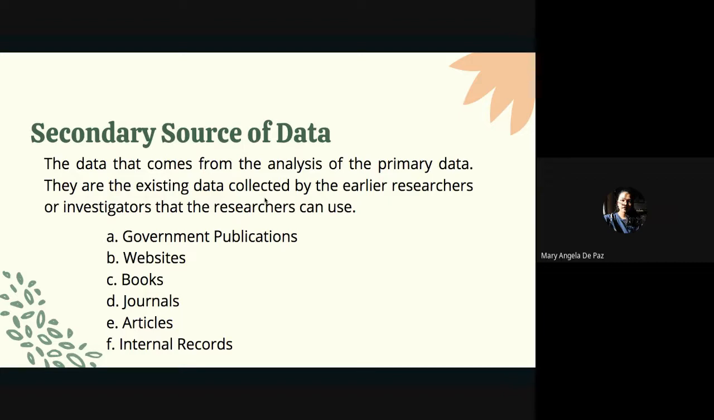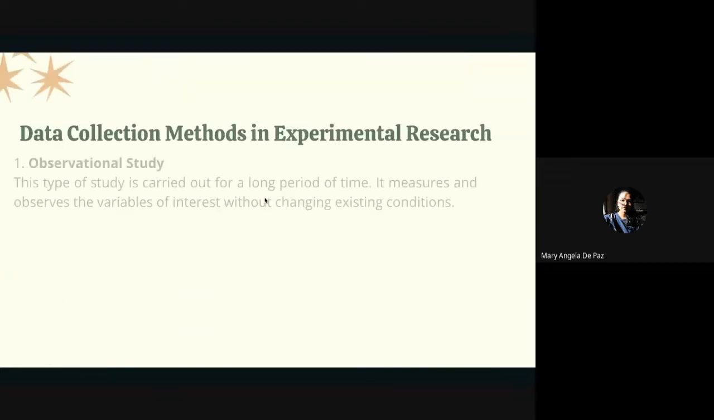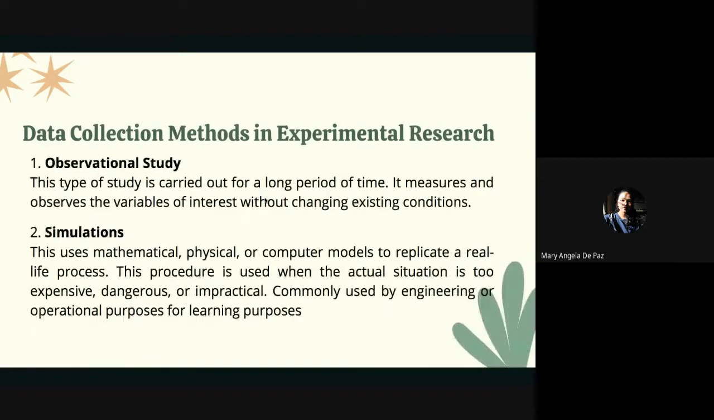So we have different methods in data collection for experimental research. The first one is the observational study. This type of study is carried out for a long period of time. It measures and observes the variables of interest without changing existing conditions. This may be too risky, especially in the medical field, as it may lead to death or worse medical conditions.